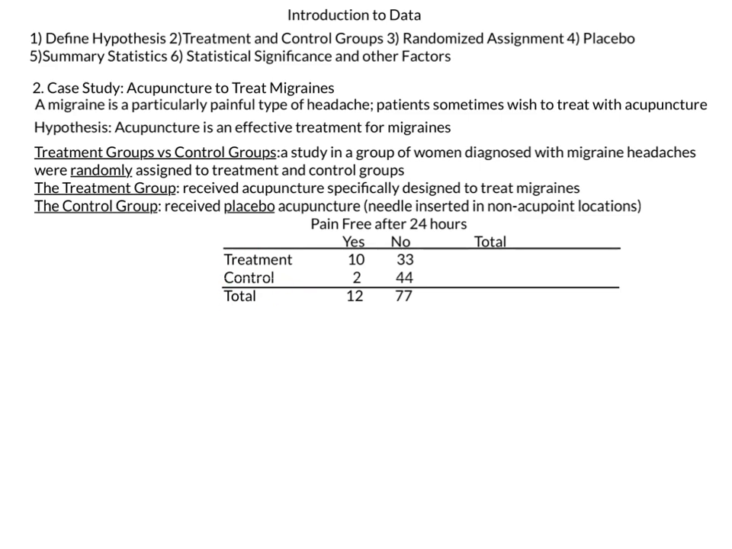So the total number of people who said yes is 10 plus 2, which is 12. And the total number of people who were not pain-free after 24 hours was 33 plus 44, which is 77 people. So how many people in total do we have in the treatment group? We have 10 plus 33, so I should write that down: 43 people total here. And then the total number of people in the control group is 2 plus 44, which is 46.